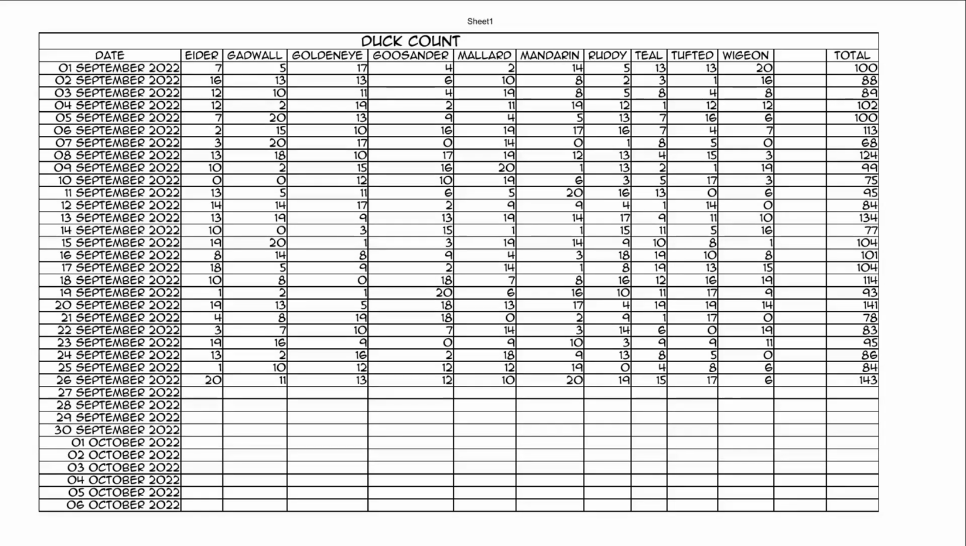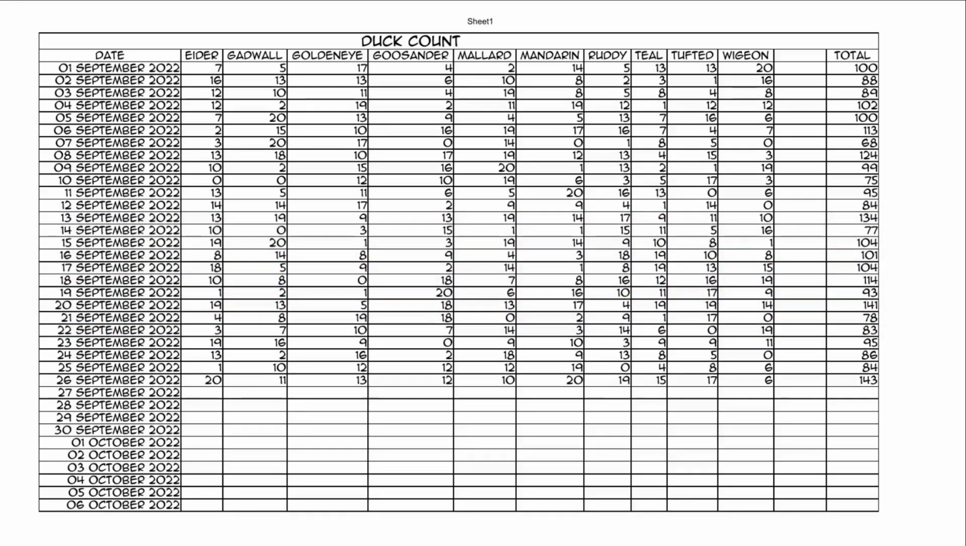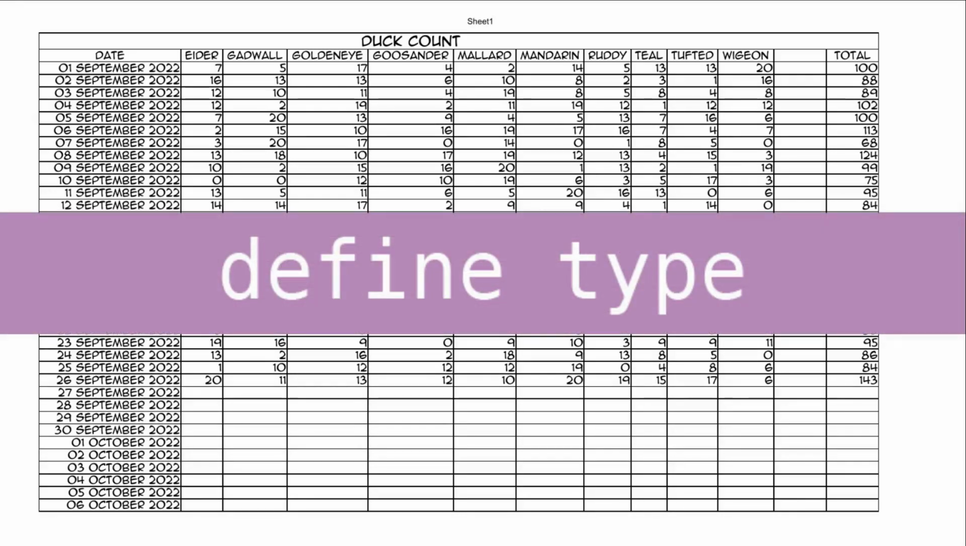The first step of computerizing our paper recording system is to identify the data we have and then decide what the type of that data is. And what do I mean by the type of data?